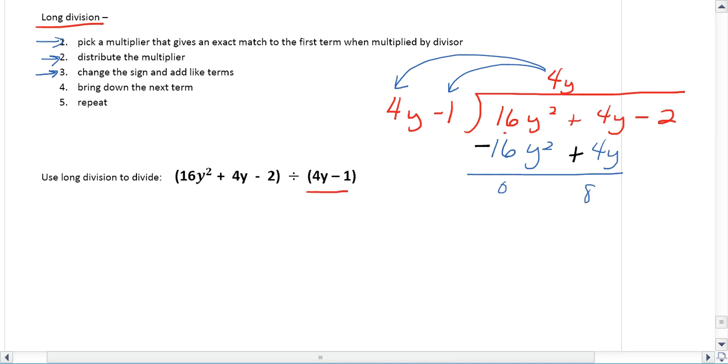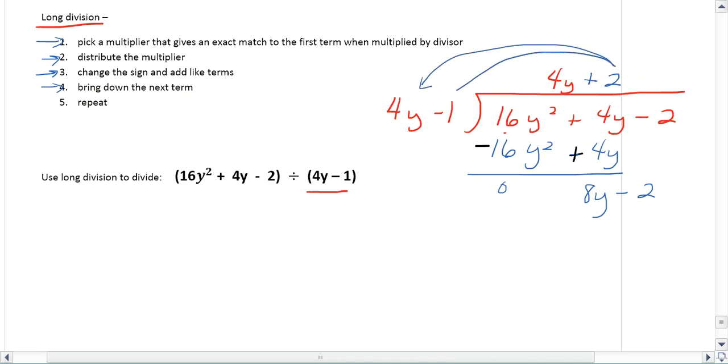4y plus 4y is 8y. And now step 4 says bring down the next term. So I bring down this minus 2, and we start all over again. So now we're picking a multiplier that's going to be an exact match. What times 4y is exactly 8y, and we know that that would be a plus 2. So again, distribute. I'll draw in these arrows.